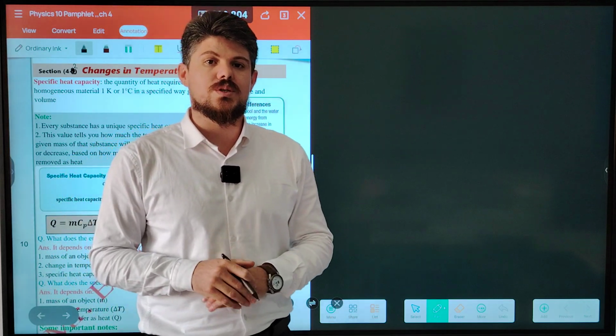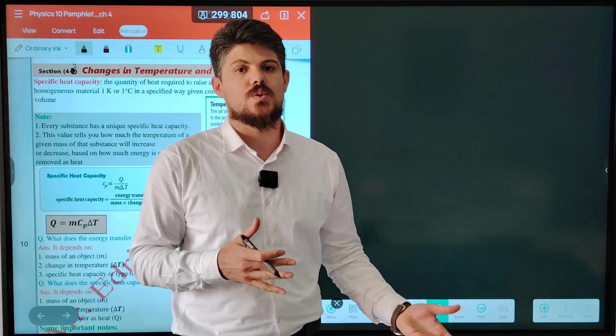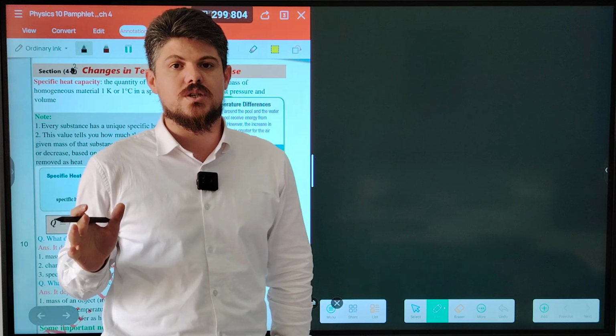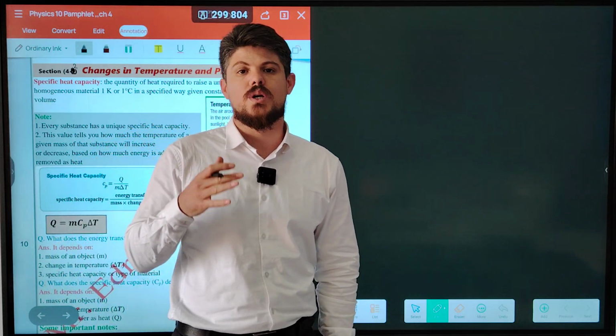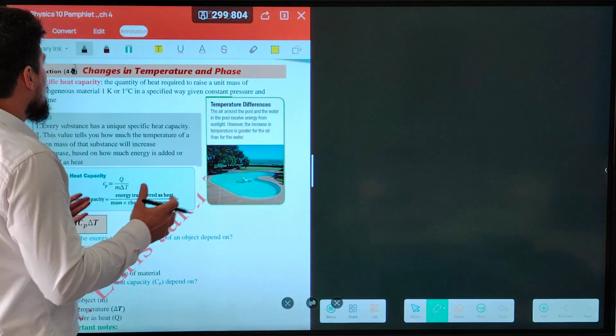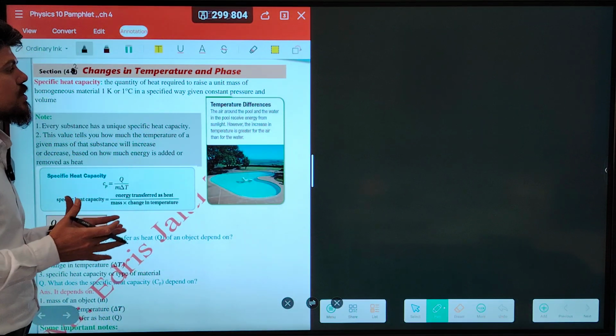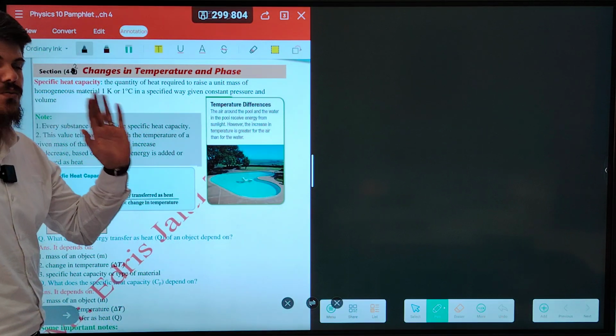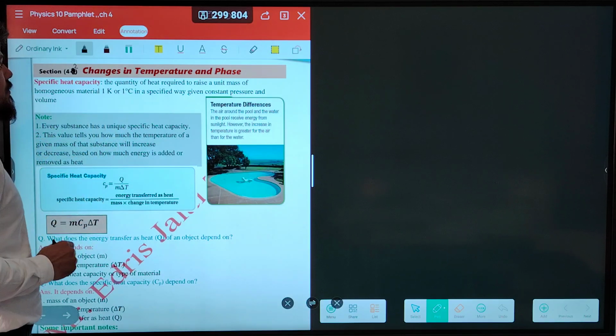In a previous lesson, we studied temperature and heat, section 1 in chapter 4, and we finished this section and solved all questions related to it. Today's lesson, we are going to talk about change in temperature and phase, section 2, chapter 4. Change in temperature and phase.